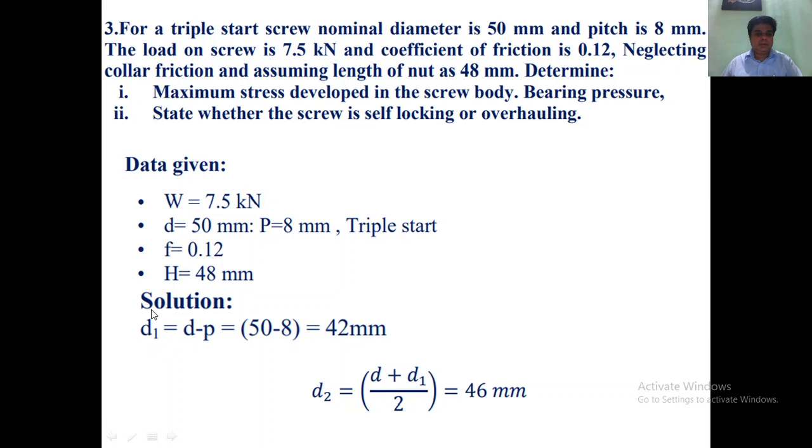Again, this D1 is nothing but D minus P. The nominal diameter is given as 50 minus pitch will give D1, what is called the diameter at the root, and D is the outer diameter of the screw rod. So D plus the inner diameter, the root diameter, divided by 2 will give the mean diameter, the average diameter.